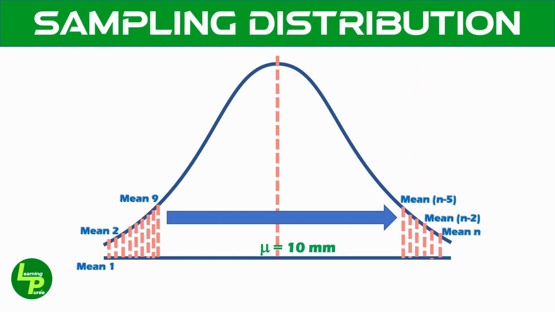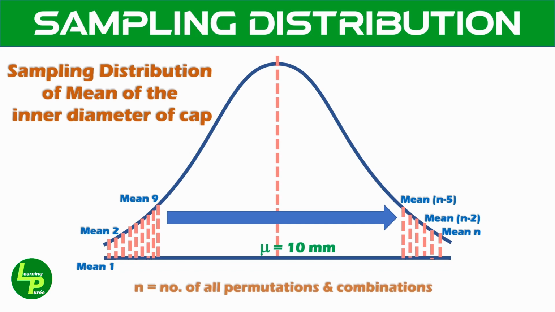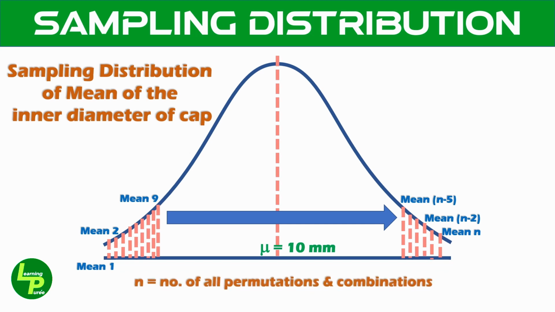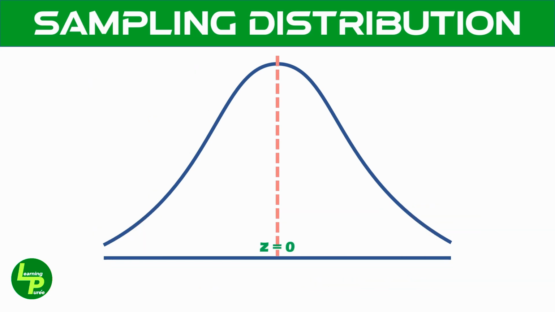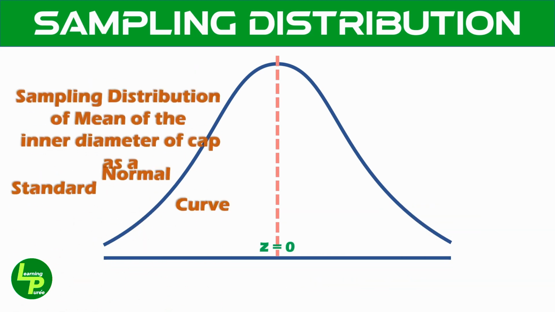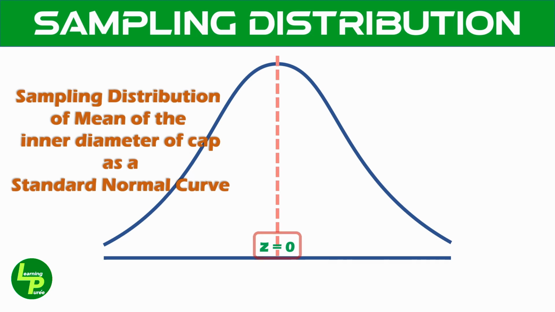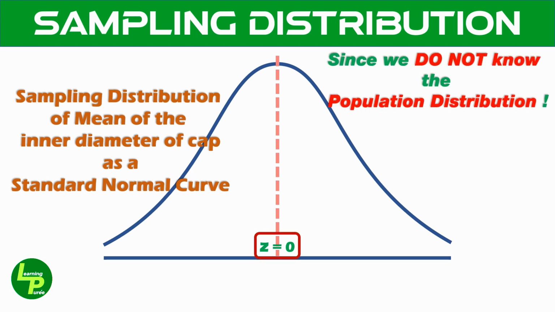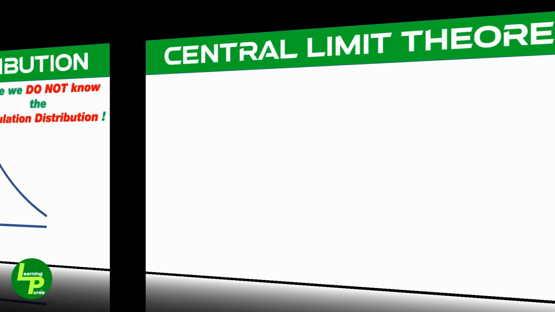In our case, we have already done that from past data and obtained the average diameter to be mu naught equal to 10 millimeters with a tolerance or standard deviation of 2 micrometer. Here's what a sampling distribution looks like when converted to a standard normal curve. So, what's the use of a sampling distribution? Here is where we bring in another concept called the central limit theorem.